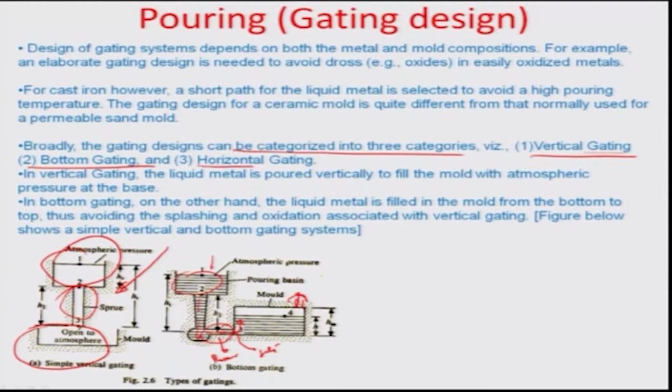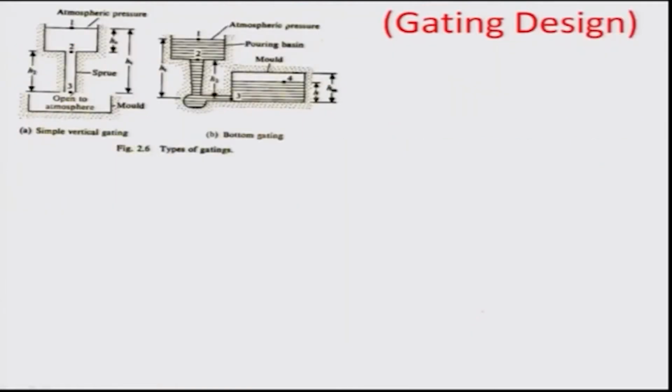You can obviously have horizontal gating as well, where you do not bother about using gravity, but actually do pressure die casting by introducing liquid metal at a certain pressure. So, it can become a high yield process. Okay. So, let us now talk about some aspects related to how we can do this gating design.